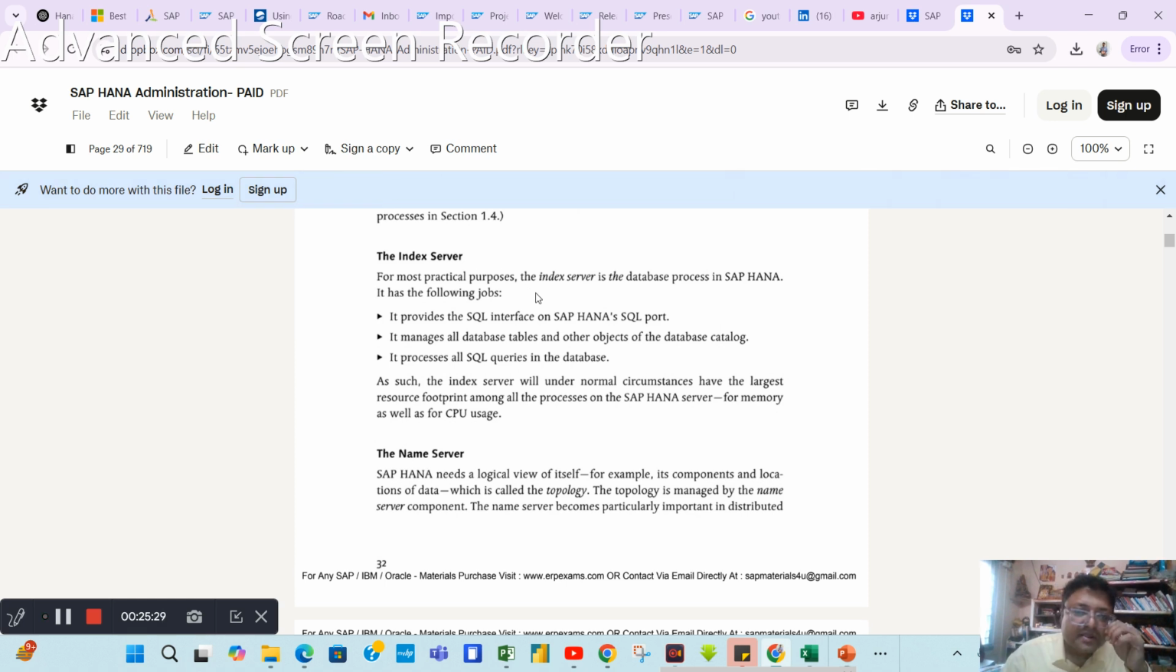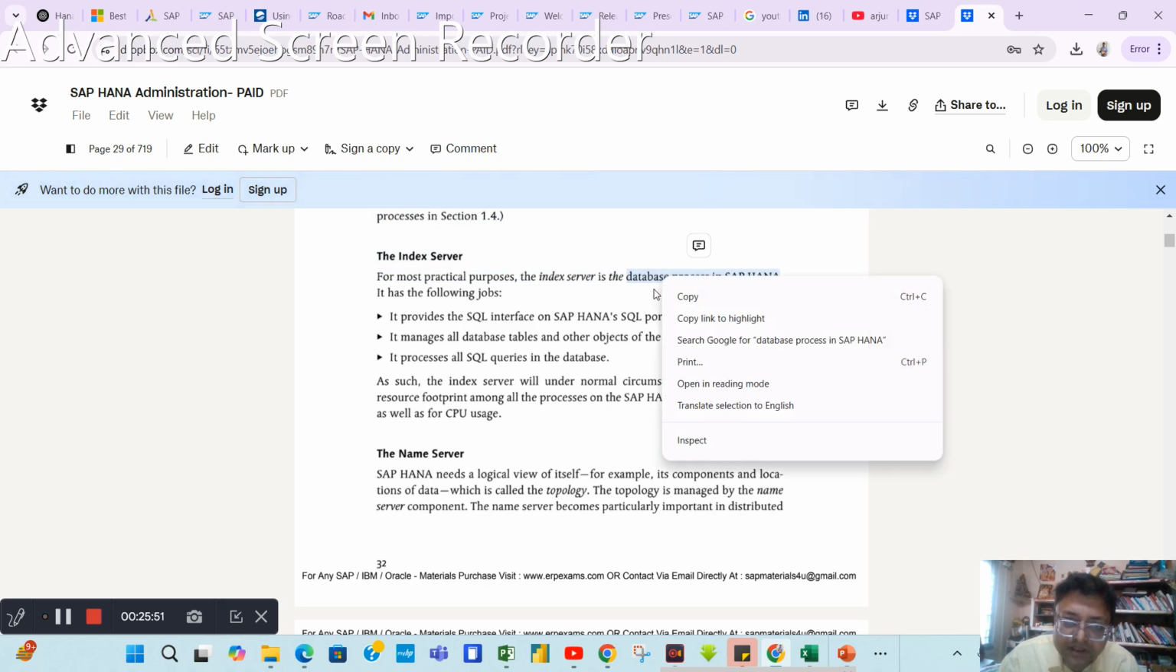Index server. The most practical purpose. The index server is the database process for SAP HANA. It provides the SQL interface for SAP HANA's SQL port. See, categorically it is divided. It is the database process for SAP HANA. So this index server directly links up with the master database at the bottom, and it's a process running in-memory, the RAM. So it is processing. Index server is the most important component in HANA architecture.